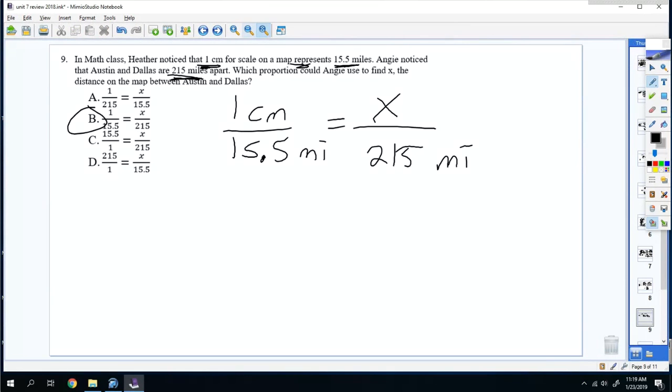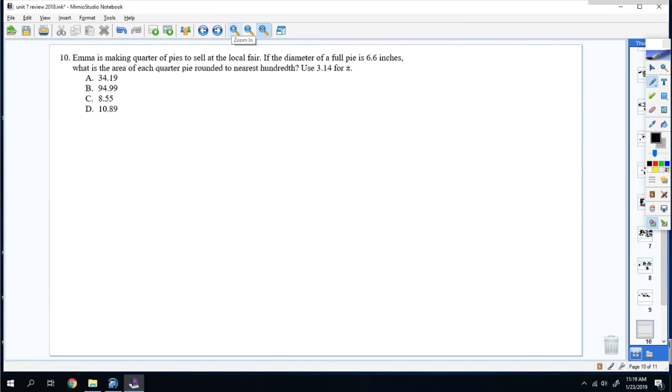All right, number 10. Emma is making quarter pies to sell at the local fair. If the diameter of a full pie is 6.6 inches, what is the area of each quarter pie rounded to the nearest hundredth? Use 3.14 for pi. So I'm actually going to change the diameter 6.6 inches to 6 inches. I'm going to cross off the answer choices, because that's just too many decimals. So the diameter would be 6.